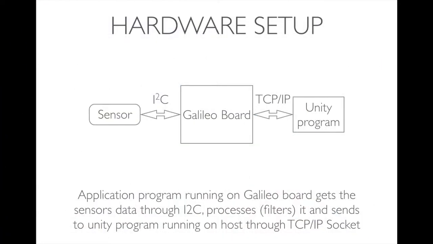Now let's look at the hardware setup. The application or filter is running on the Galileo board, which takes the sensor data through the I2C bus, and the processed data is sent to the Unity program through a TCP/IP socket connected through the Ethernet port. Let's have the code explanation now.